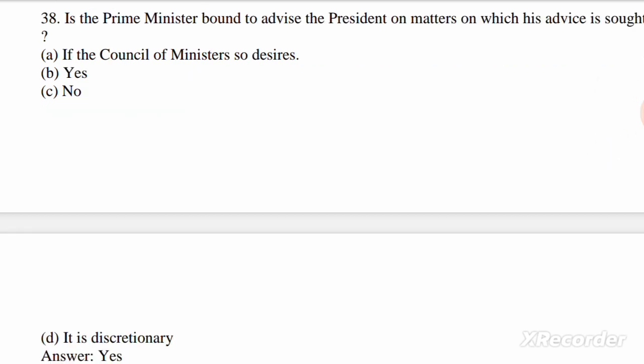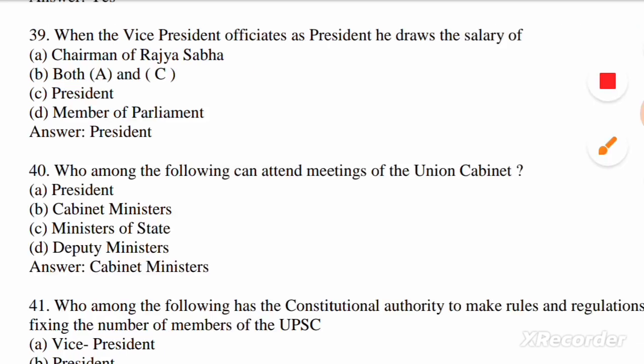38. Is the Prime Minister bound to advise the President on matters on which his advice is sought? Yes. 39. When the Vice President officiates as President, he draws the salary of President. 40. Who among the following can attend meetings of the Union Cabinet? Answer. Cabinet Ministers.